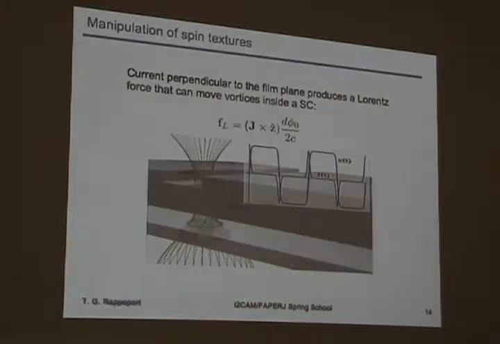So the basic idea now is to try to manipulate these things by, for example, applying a current, and then because there exists a Lorentz force, it will move the vortex perpendicular to the current and perpendicular to the field. And you can lithograph the superconductor in a way that the vortices tend to nucleate where you have a thin layer of superconductor. So you could build a device like this.